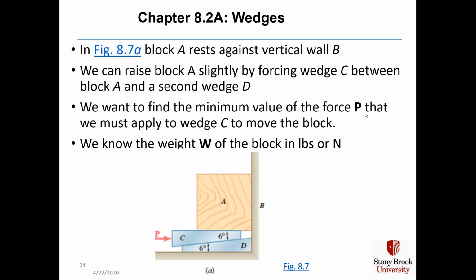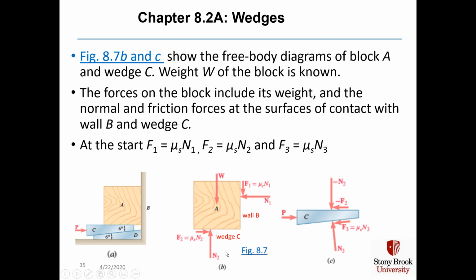In figure 8.7a, block A rests against vertical wall B. So here's block A, vertical wall B, and we can raise block A slightly by forcing wedge C between block A and a second wedge D. And now we want to find the minimum value of the force P pushing across on this wedge to move the block. We know the weight W of the block, and that weight W would act just straight down in the picture. And figure 8.7 B and C show the free body diagrams of block A and wedge C.